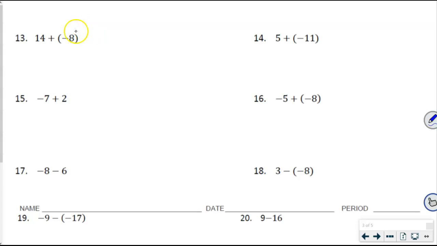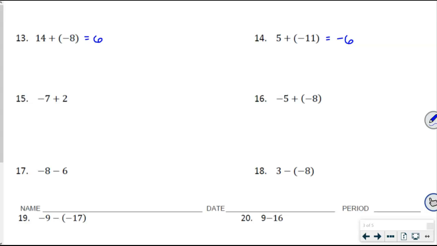All right, I am not going to show every single answer here, but I'm going to show a couple. 13, 14 plus a negative 8. I'm thinking of this as 14 balloons and 8 rocks. I'm going to have a bunch of 0 pairs. The answer here is 6 because there's 6 balloons left over. Here, I have 5 balloons and I'm adding 11 rocks. Again, some of them are going to be 0 pairs. I'm going to have 6 rocks left over, so the answer is negative 6.